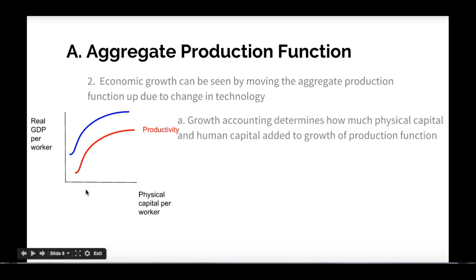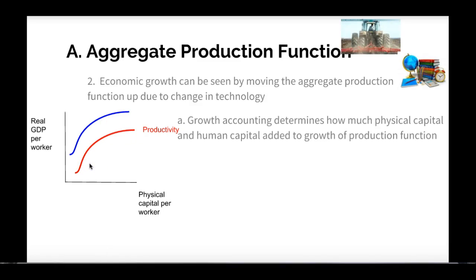So, growth accounting will determine how much of physical capital and human capital are added to the growth production function. So meaning if we're moving along this curve here, how much of this is a result of changes in physical capital, how much of it is a result of changes in human capital. So that's generally going to be moving along this original curve. Now, so changes in physical capital and human capital.